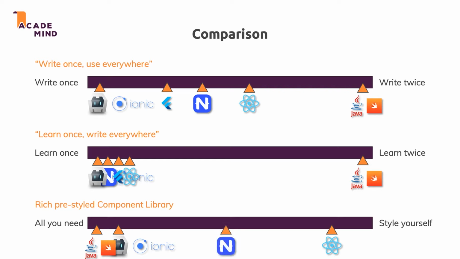NativeScript, somewhere in the middle, has quite a few built-in components. You might still need to build a couple of components on your own and style them yourselves, but it definitely has more than React Native. And Flutter, as I also mentioned, has a huge library.